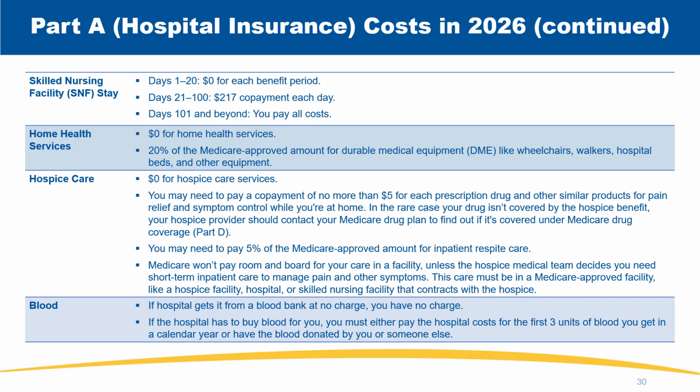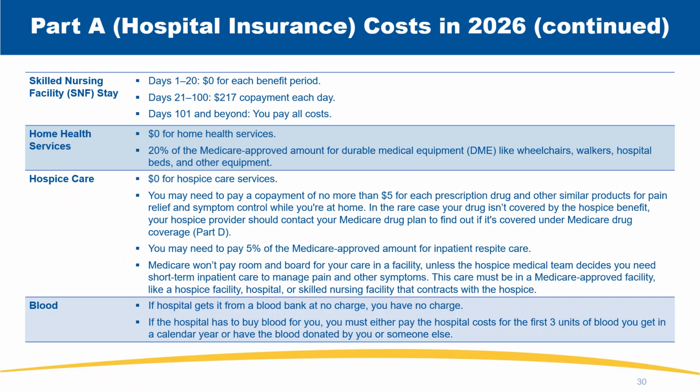You also pay 20% of the Medicare approved amount for durable medical equipment like wheelchairs, walkers, hospital beds, and other equipment. Hospice care is $0 for hospice care services. You may need to pay a copayment of no more than $5 for each prescription, drug, and other similar products for pain relief and symptom control while you're at home. In the rare case your drug isn't covered by the hospice benefit, your hospice provider should contact your Medicare drug plan to find out if it's covered under Medicare Drug Coverage Part D.